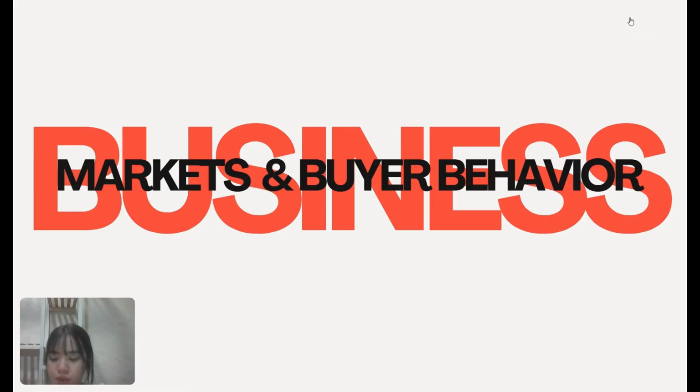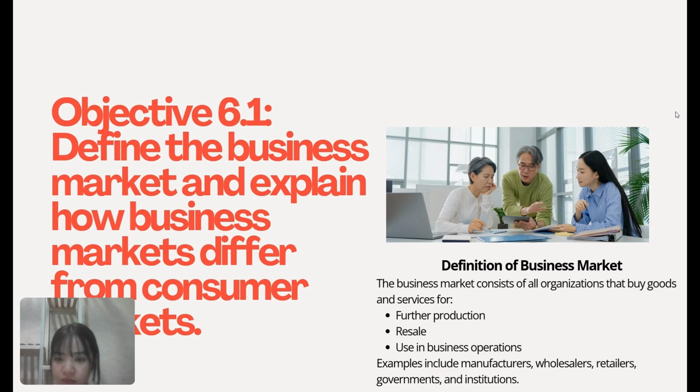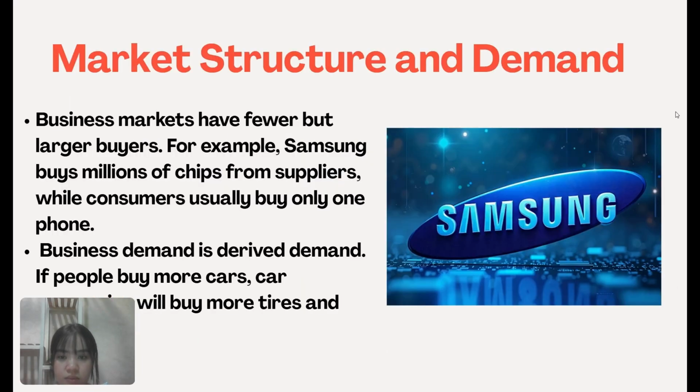Okay, now we move to objective 6.1 for the business market. Objective 6.1: define the business market and explain how business markets differ from consumer markets. The business market consists of organizations that buy goods and services for further production, resale, or use in business operations. Examples include manufacturers, wholesalers, retailers, governments, and institutions.